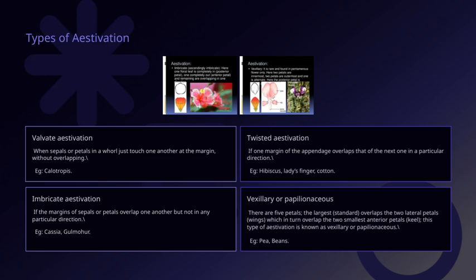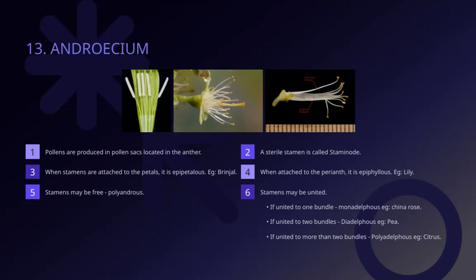Finally, valvate estivation occurs when the petals or sepals just touch each other at the margins without overlapping at all. Think of it as a gentle meeting point, like pages of a book just touching along the edges. Understanding these different types helps us identify and classify flowers based on how their petals or sepals are arranged during blooming. Let's explore the different arrangements of stamens in flowers.